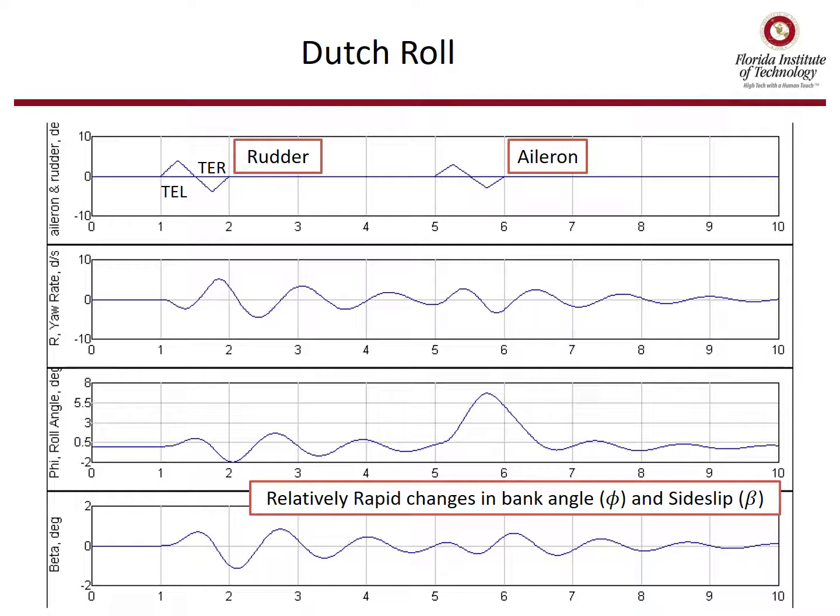Here's some time histories you would see in flight test where the Dutch roll was excited using either an aileron or rudder doublet, and you would look at yaw rate, roll angle, and side slip angle beta over time, and notice that there's relatively rapid changes in bank angle and side slip.